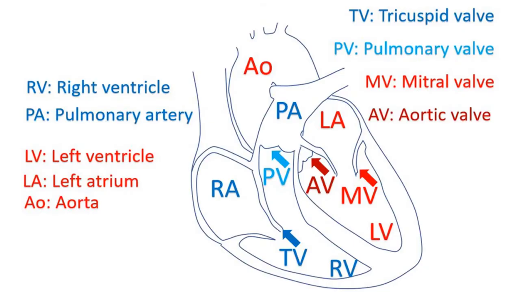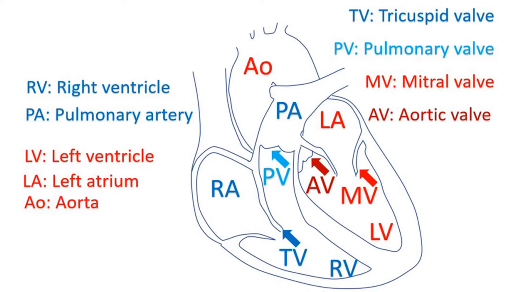The upper chambers of the heart are right atrium and left atrium. Blood returning from the body after oxygen extraction reaches the right atrium. From the right atrium, the blood flows to the right ventricle, the lower right-sided chamber. The opening between the right atrium and right ventricle is guarded by the tricuspid valve.